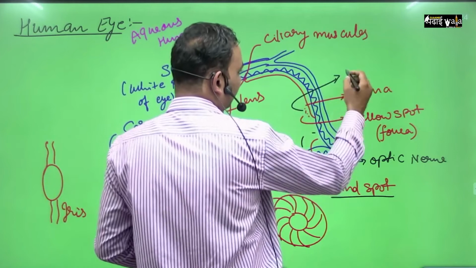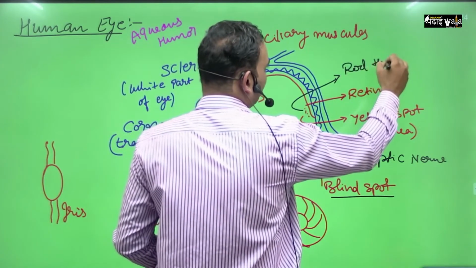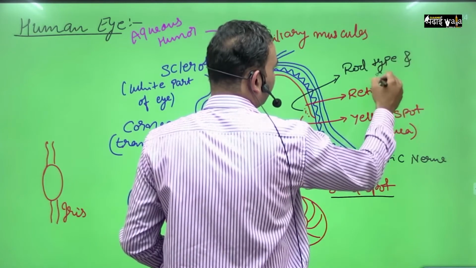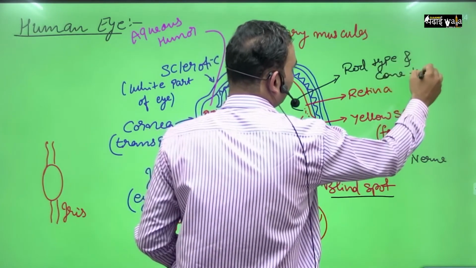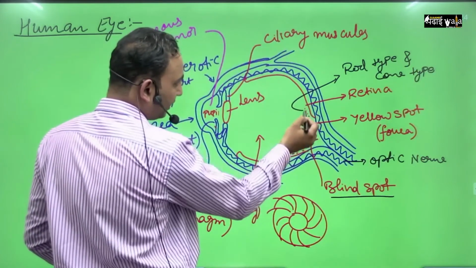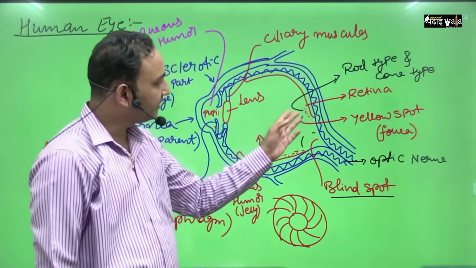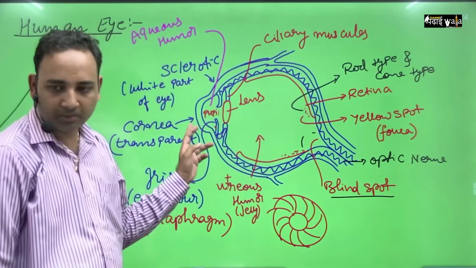Light sensitive cells we will discuss. They are also of two types. The first one is the rod type, and the other one is the cone type. These are the two types of light sensitive cells present at the back side of the eye, called the retina, which are very sensitive to light or the image.